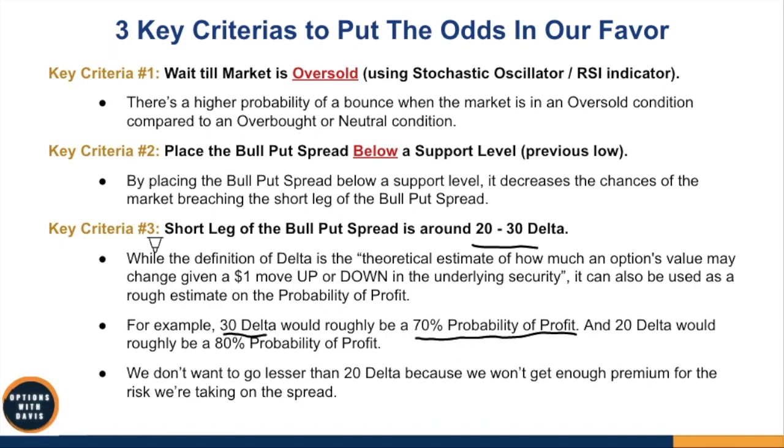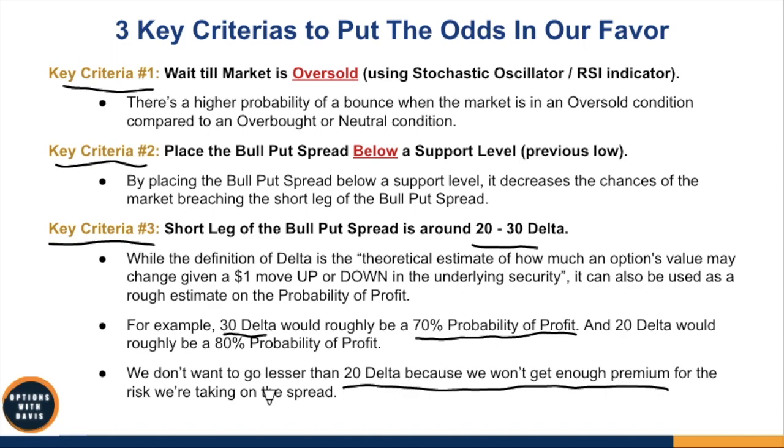So imagine if you were to include key criteria number 2 and 1 into the mix as well. This is going to give you an even higher chance of succeeding in this trading strategy. So that is why we want to have these 3 key criteria present when you put on the bull put spread. Ideally we do not want to go lower than 20 delta, because then you won't be able to get enough premium for the risk we're taking on the spread.